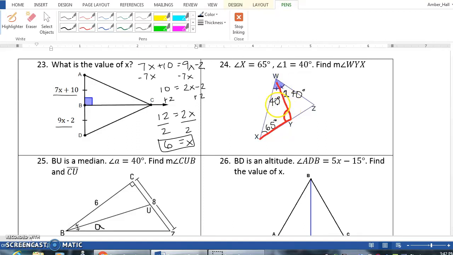Now I have two of my interior angles of this triangle, so I just solve for the third one by subtracting those two from 180. And I get 75 degrees is the measurement of angle WYX.